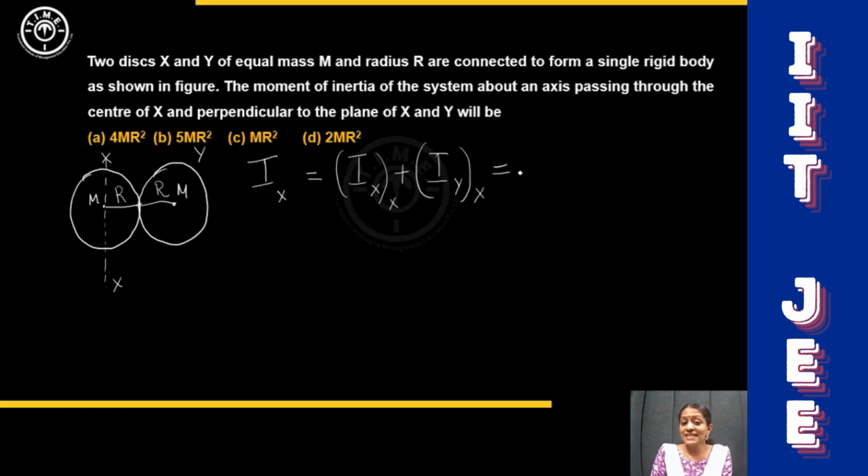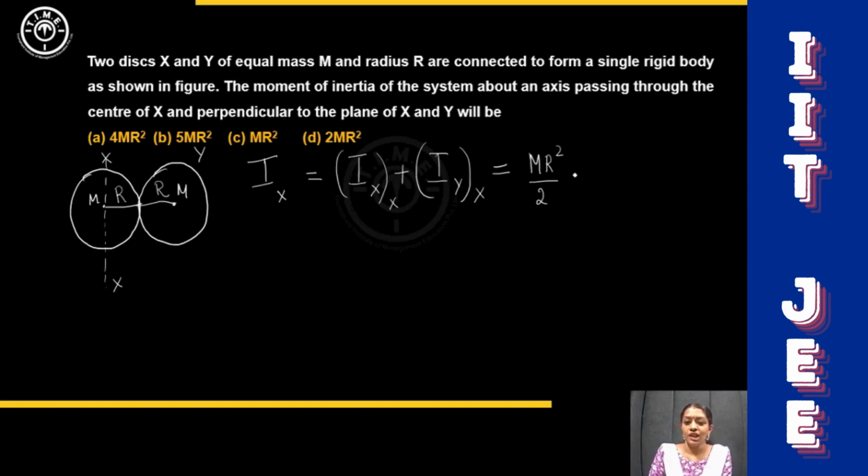Now let us give substitution for these two terms. So what is the first term? Moment of inertia of the first disk about the axis X. With respect to the first disk, the axis X is passing through its center and perpendicular to its plane. So we have already seen the equation of moment of inertia of a disk about an axis passing through its center and perpendicular to its plane. What was that? Yes, it was mr square by 2, isn't it? So we can give the substitution for the first term as mr square by 2.